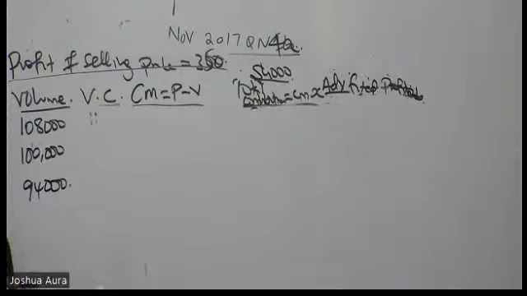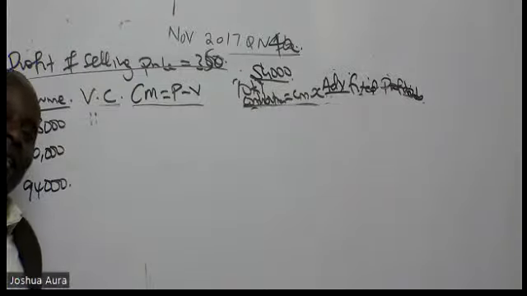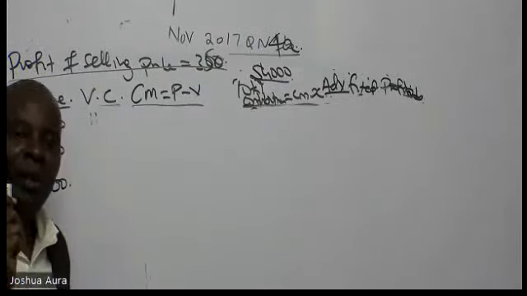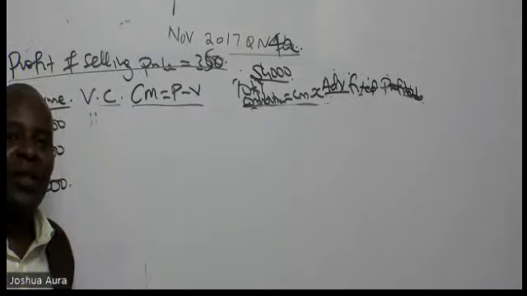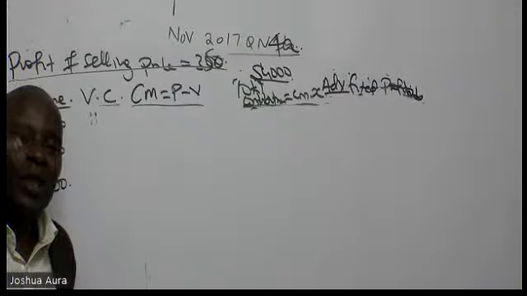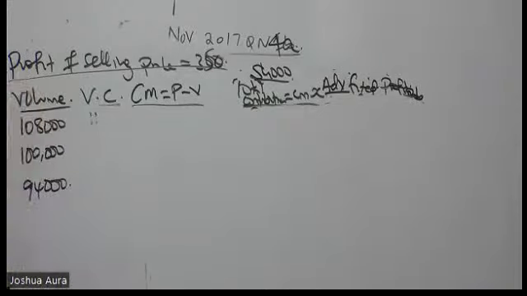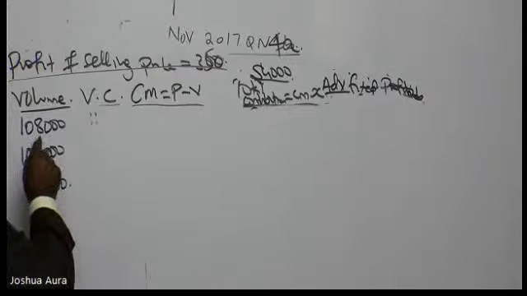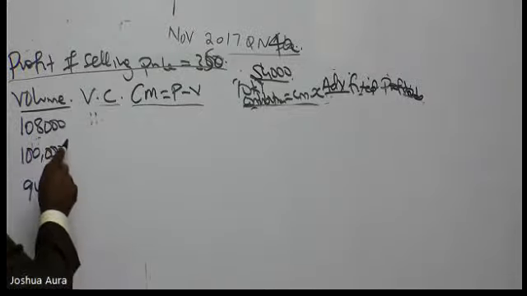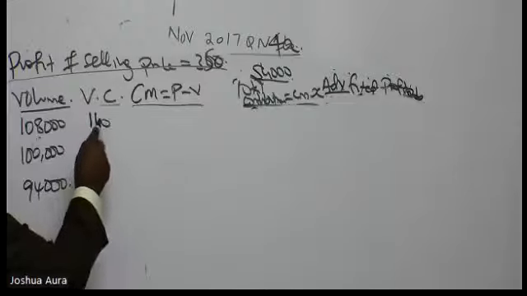Now, remember the concept of variable cost. For 100,000 units and below, we shall incur a variable cost of 120. If we produce above 100,000 units, then variable cost goes down to 110. So like now here, we produced more than 100,000 because 108 is more than 100,000. So this must have been 110.